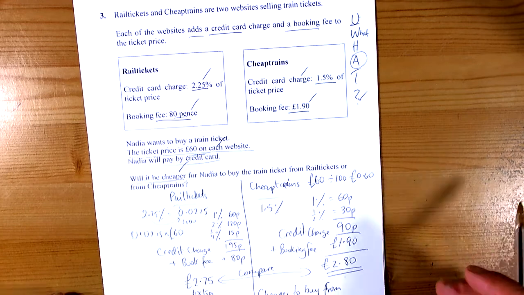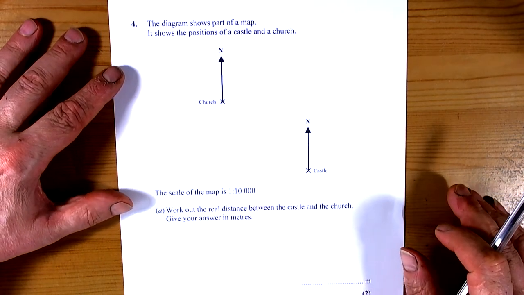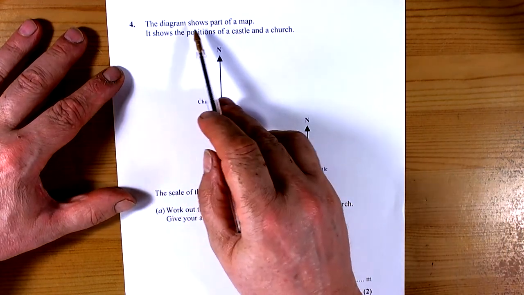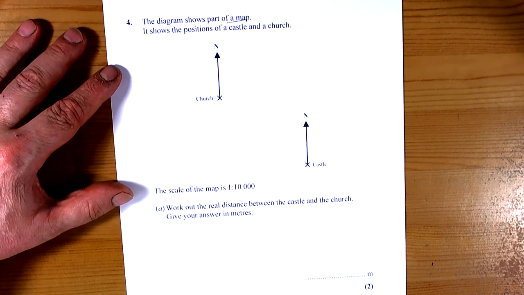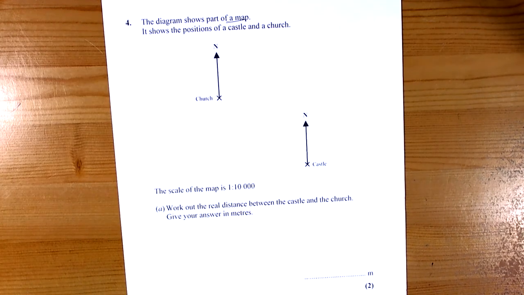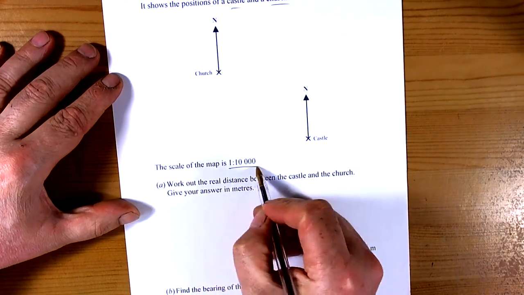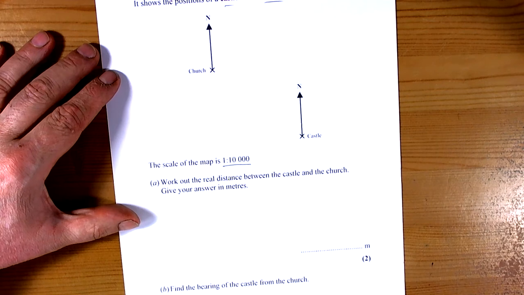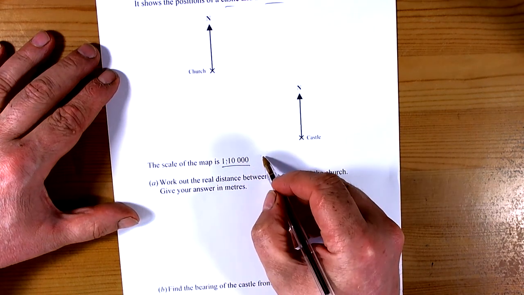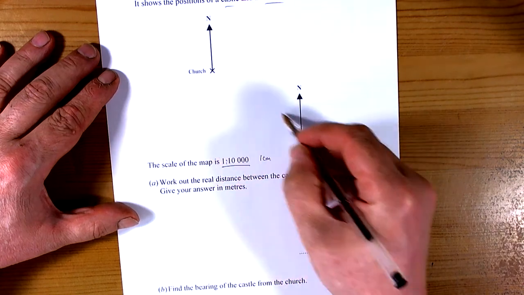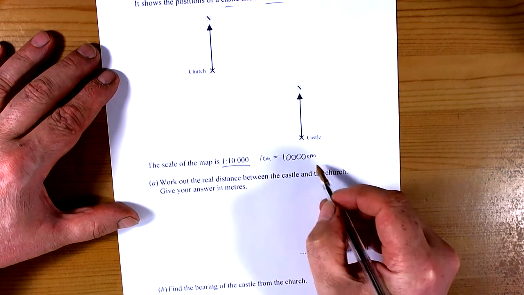Okay, so last question for today, and we're going to look at maps and scales and bearings. So we've got a diagram shows part of a map. It shows the positions of a castle and a church. And we've got a scale here of 1 to 10,000. So what we've got to remember is that this means, because it's been given as a ratio, that it's telling you that 1 centimetre on the map is equal to 10,000 centimetres in real.